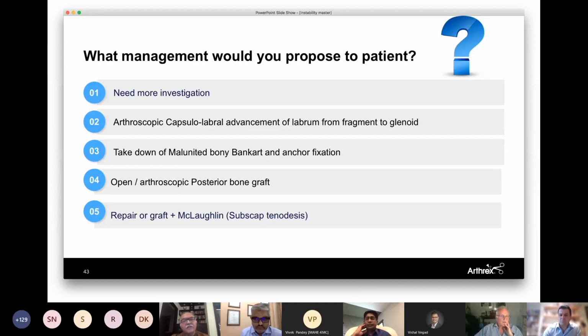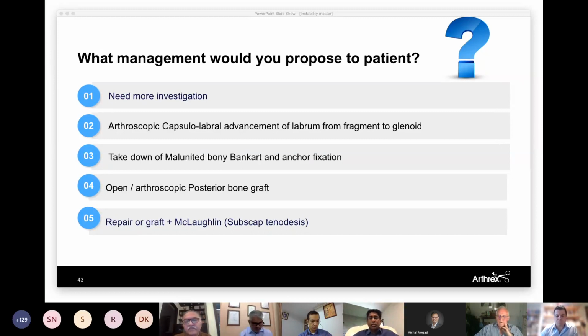who wants to give us the idea there? Dr. Sundar? Yeah, is there any measurement of how much it was displaced, Raman, in the malunited position? You mean the medial lateral? Yeah, it's around 2 millimeters. Around 2 millimeters. So I may just do a repair because it's already united. It's not more than 2 mm, and I may do a repair and add the subscapular tenodesis.